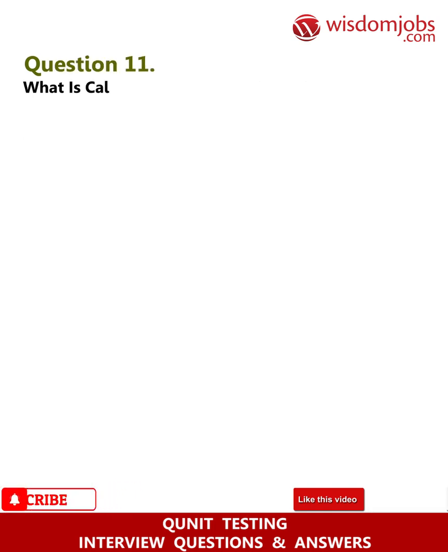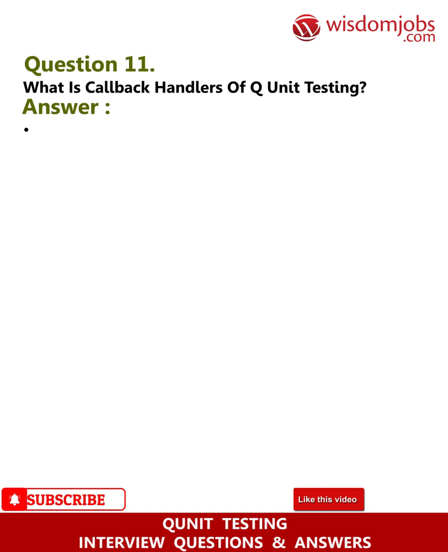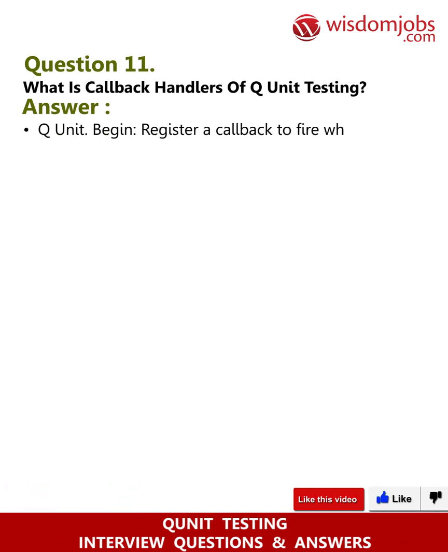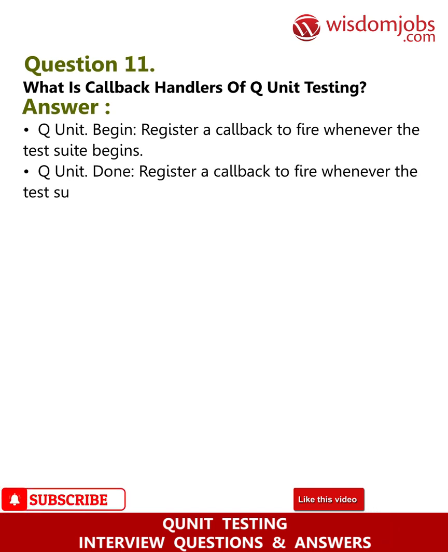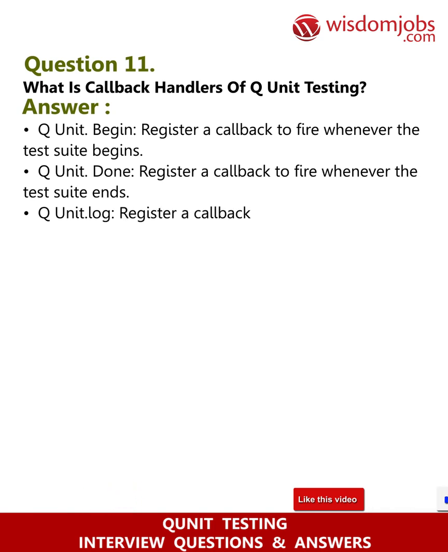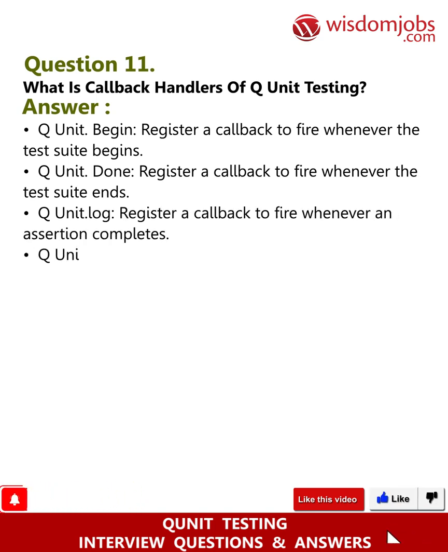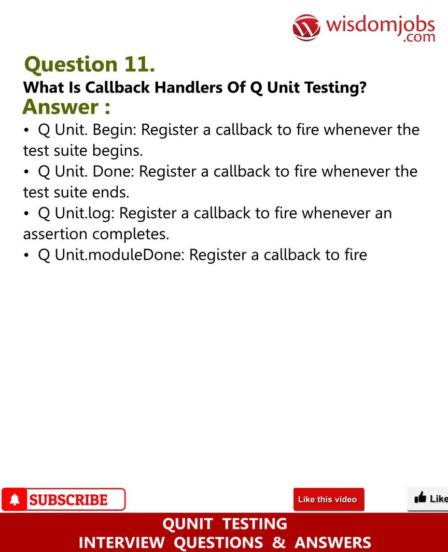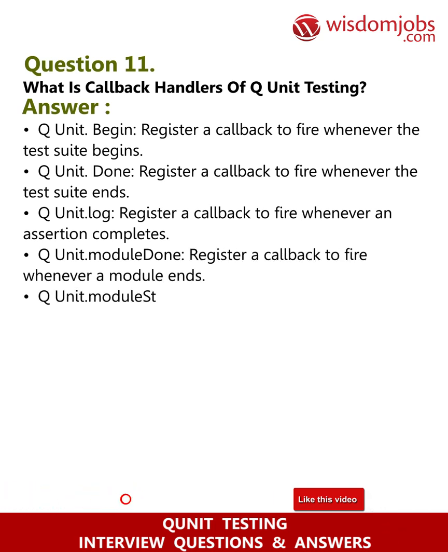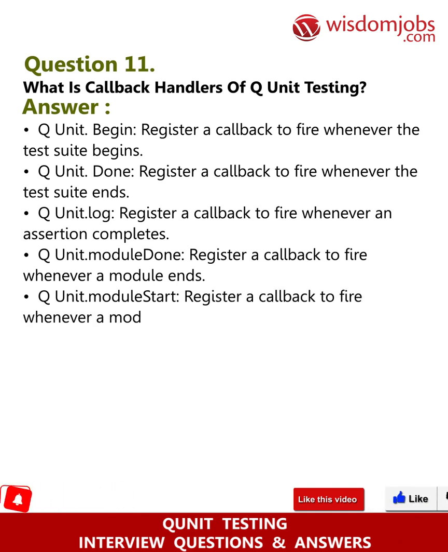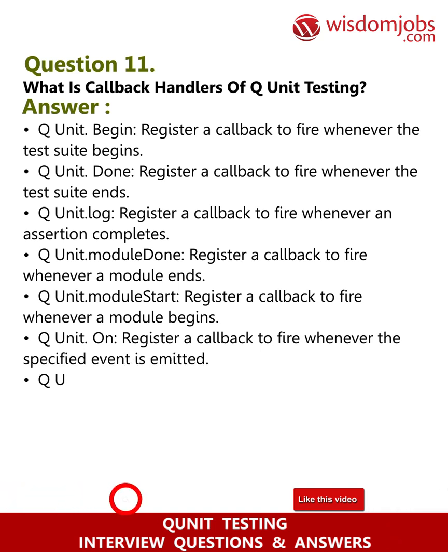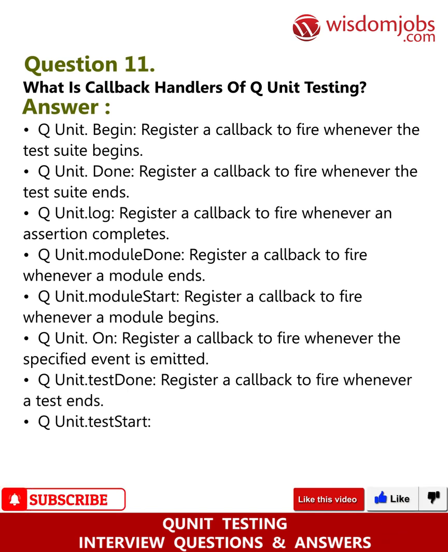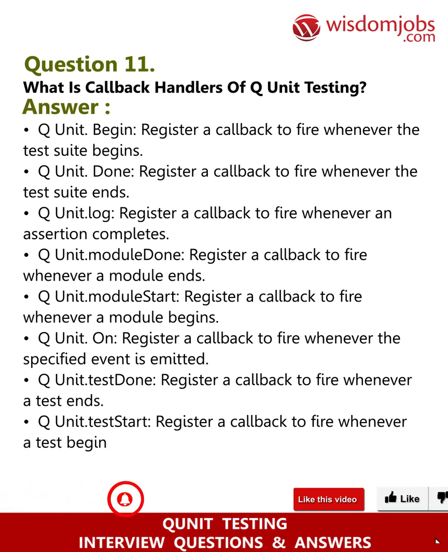Question 11. What are the callback handlers of QUnit testing? Answer. QUnit.begin, register a callback to fire whenever the test suite begins. QUnit.done, register a callback to fire whenever the test suite ends. QUnit.log, register a callback to fire whenever an assertion completes. QUnit.moduleDone, register a callback to fire whenever a module ends. QUnit.moduleStart, register a callback to fire whenever a module begins. QUnit.on, register a callback to fire whenever the specified event is emitted. QUnit.testDone, register a callback to fire whenever a test ends. QUnit.testStart, register a callback to fire whenever a test begins.